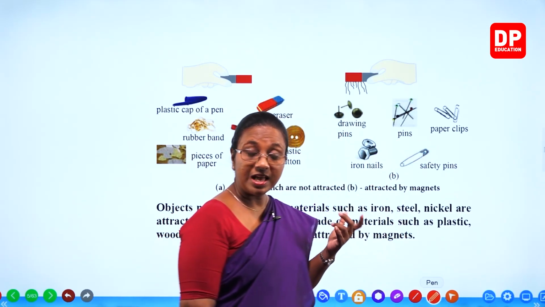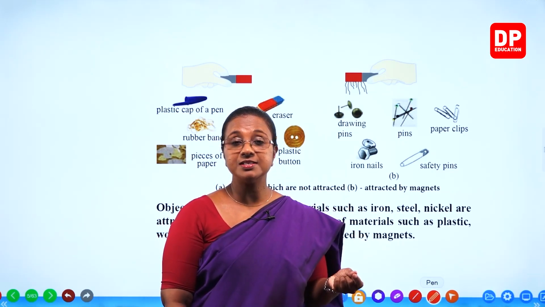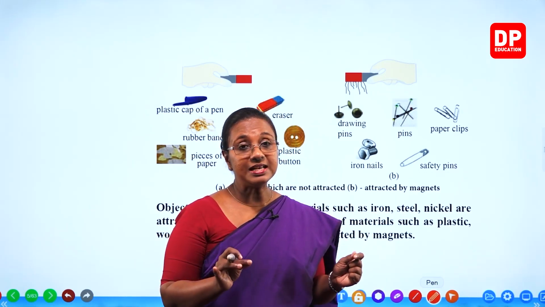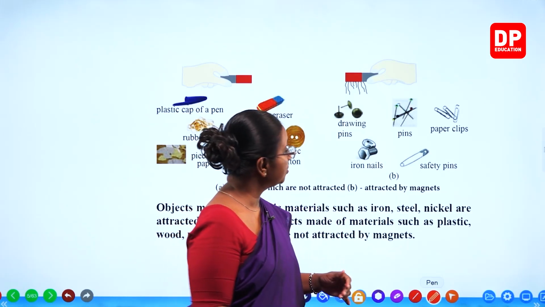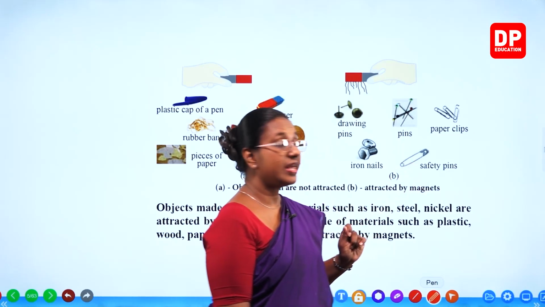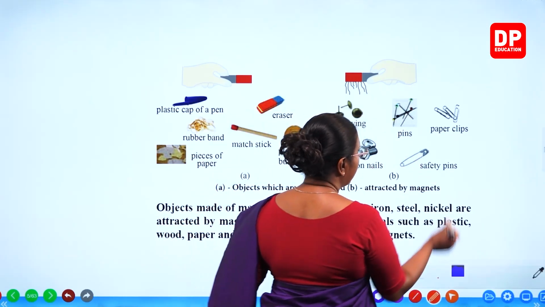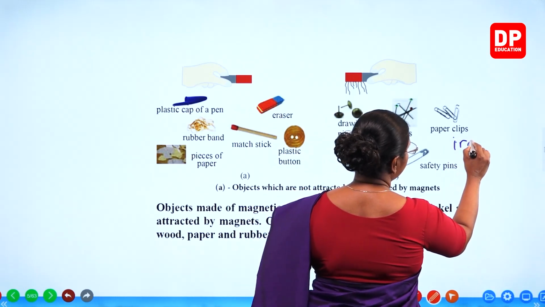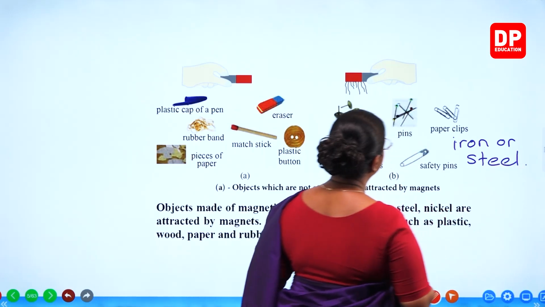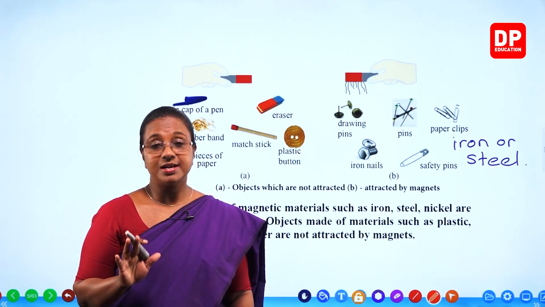Then paper clips, although some come with insulator covers, that is rubber or plastic cover, some do not have the cover, but still they are made up of either iron or steel. Paper clips. Then iron nails and also safety pins. All these materials are either made up of iron or steel. Now these materials get attracted to magnets. That is what you need to understand.